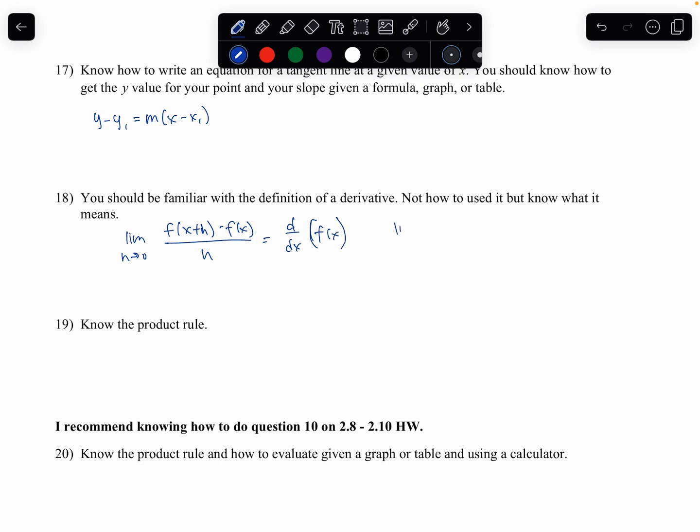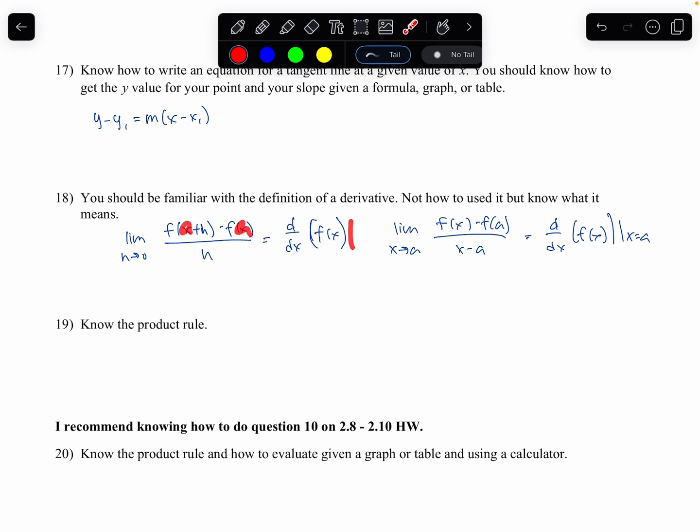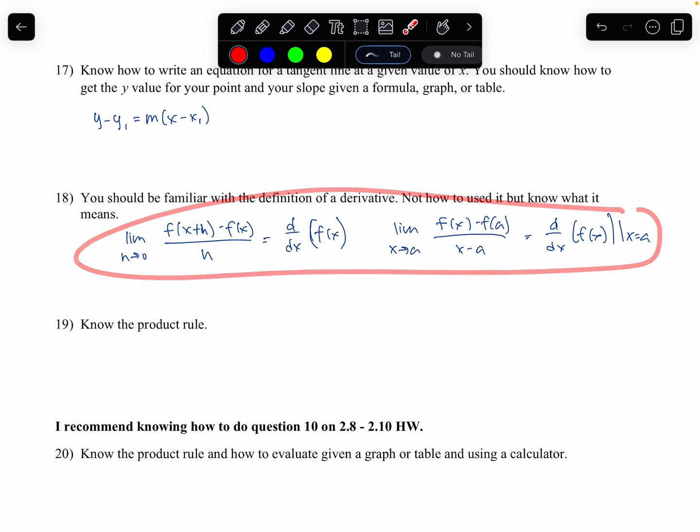And then there's another one, the limit as x approaches a of f of x minus f of a over x minus a. This right here is the derivative of f of x at x equals a. And this could be interpreted as the same thing, just instead of x, you'd have an a value. So I could put a right here and a right here, and this would be at x equals a. But in any case, these are the definitions of a derivative.